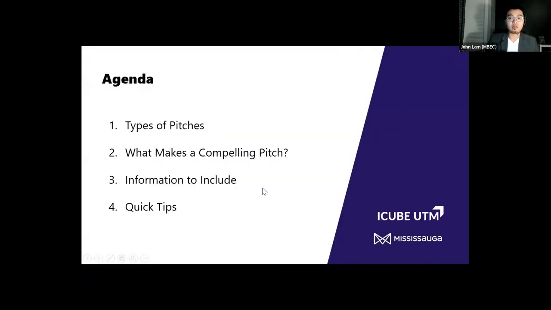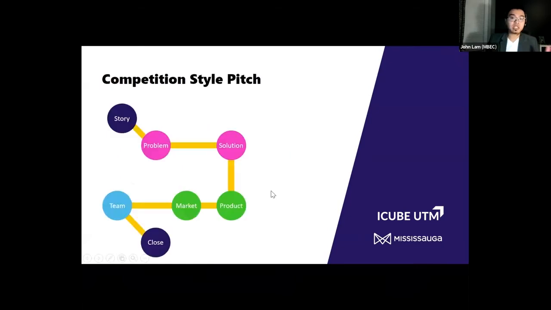We're going to talk about the types of pitches. We're going to talk about what makes a compelling pitch, the information that you want to include in your pitch presentation, and then some quick tips about presenting in general. And then I'll hand it off to Hassan to talk more about the flash and how to actually present well and present yourself well.